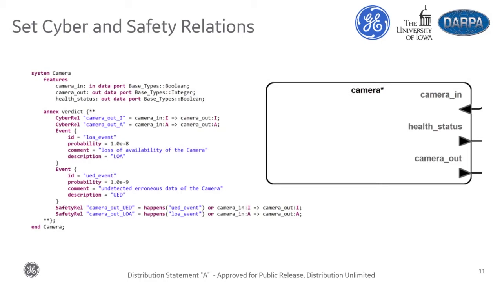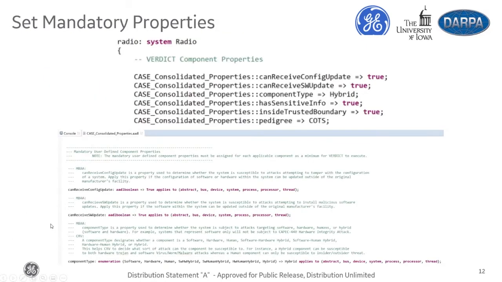So we have a feature in the tool where you can automatically set all of the outputs of a component to have a cyber relation with all of the inputs, or if a designer wants to be more specific, they can set them out specifically for a more refined design. So then we need to set some mandatory properties, and there's really only a handful of properties that you have to set. And if you don't set them, there's default settings, and the default settings are the most conservative.